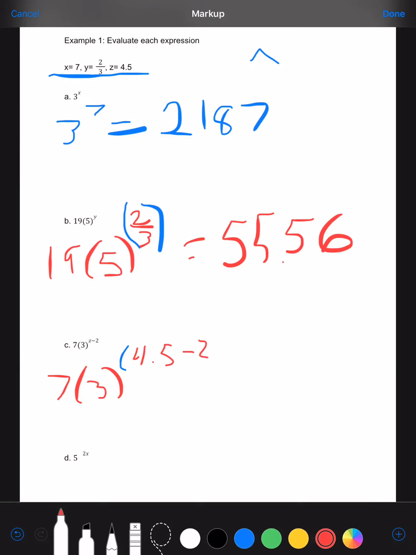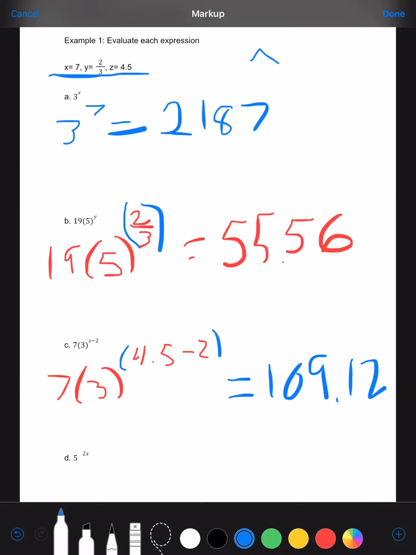minus 2, close parenthesis. So whenever we put this in our calculator, we're going to type in 7, open parenthesis, 3, close parenthesis, our up arrow, open a parenthesis, 4.5 minus 2, close parenthesis. And you should get 109.12. Okay?